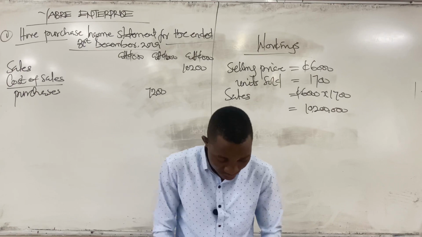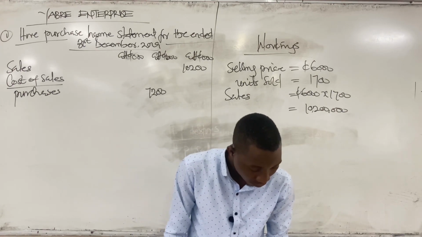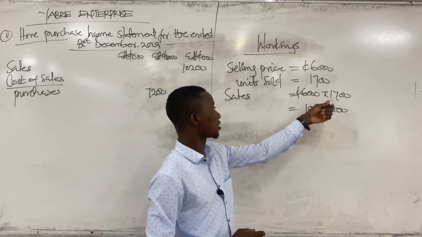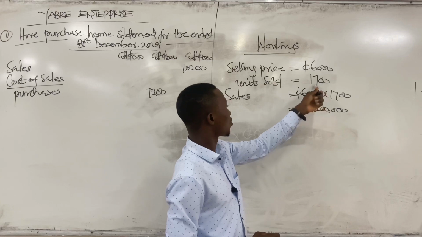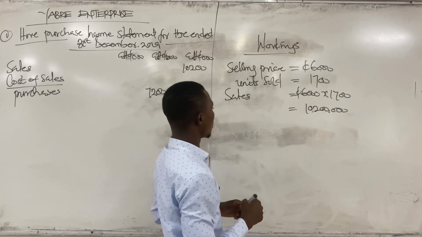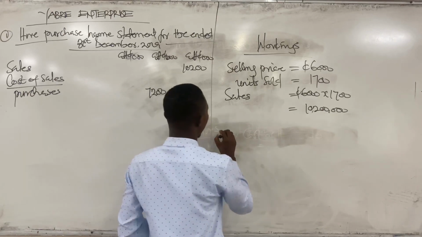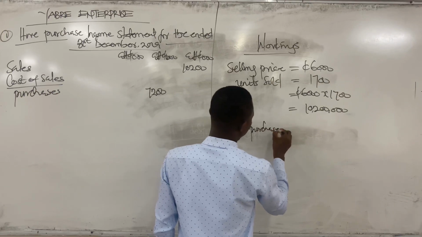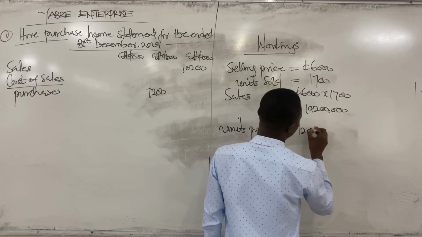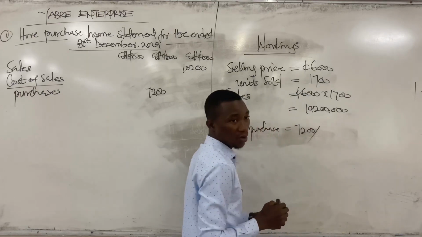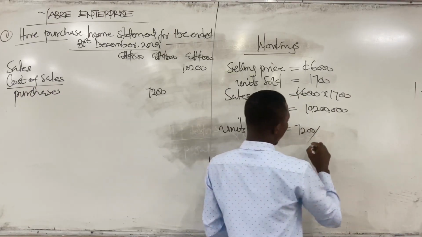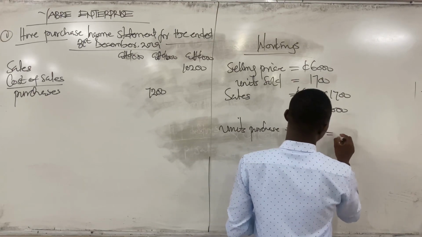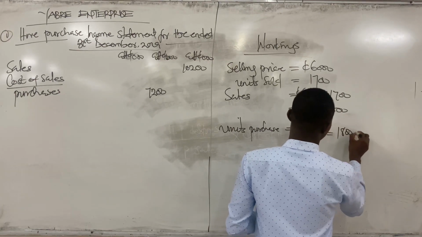In order to determine the closing inventory, we need to know the units sold, and we need to know the units bought in order to compare it with the units sold. So to determine the units purchased, that is the purchase amount divided by the unit cost, and the unit cost is 4,000, meaning we have to hang 3 zeros, so 4, and that is giving us 1,800 units.